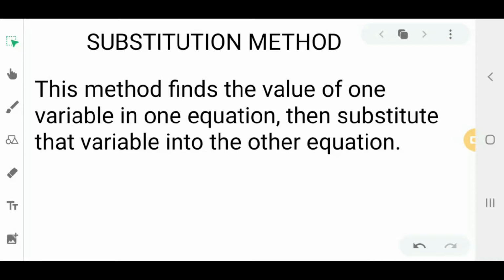So before you watch this video, ensure you watch the previous video on the first method, which is the method of elimination for solving simultaneous equations. So for today's video, we'll be doing the method of substitution. This method finds the value of one variable in one equation, then substitutes that variable into the other equation to solve the equations.